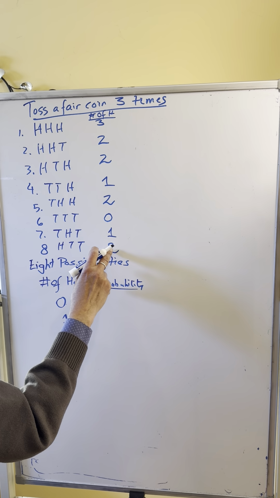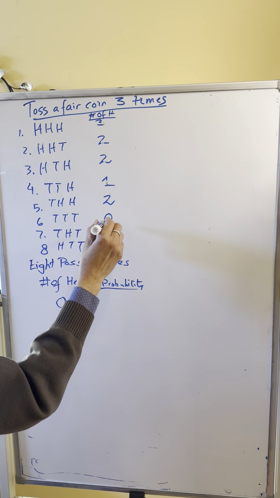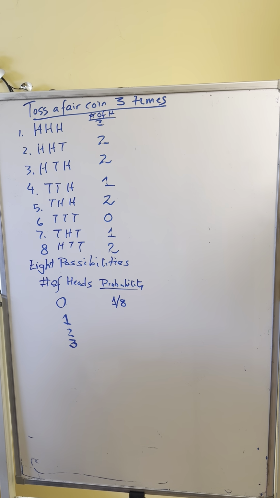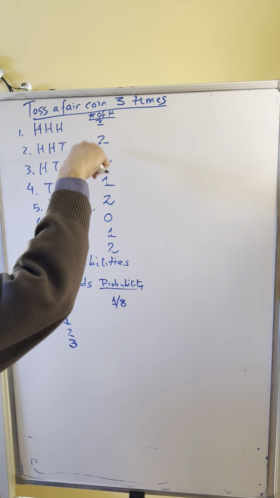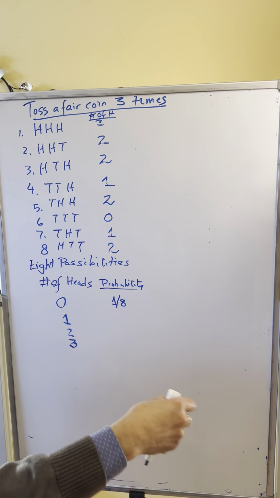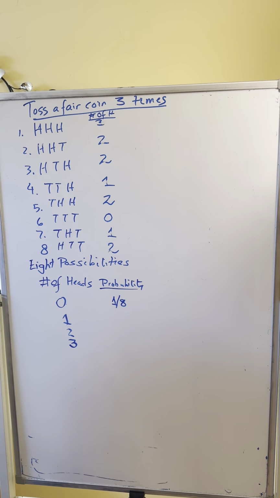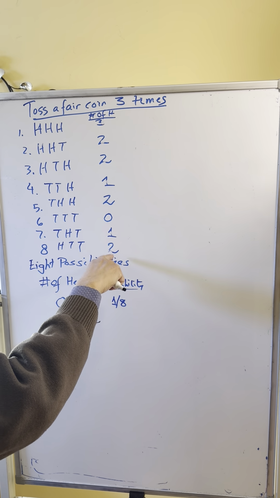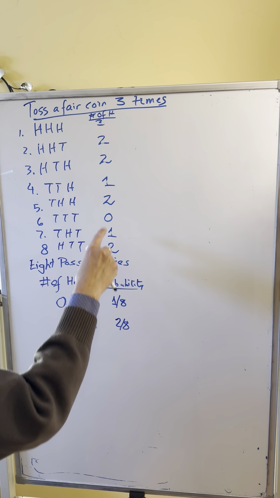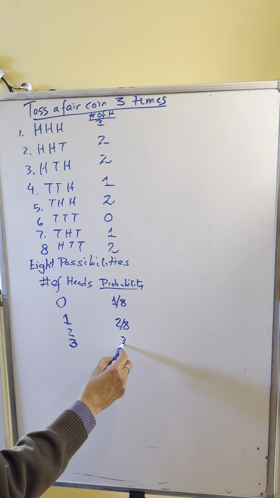0 heads occurs 1 out of 8. 0 heads occurs only once. So its probability is 1 out of 8. Why 1 out of 8? Because out of these 8 possible outcomes, they're equally likely to happen. So the probability of each is the same, and in this case 0 is 1 out of 8. How many times does 1 appear? Twice. So it is 2 out of 8. How many times does 2 appear? 1, 2, 3. So it is 3 out of 8.